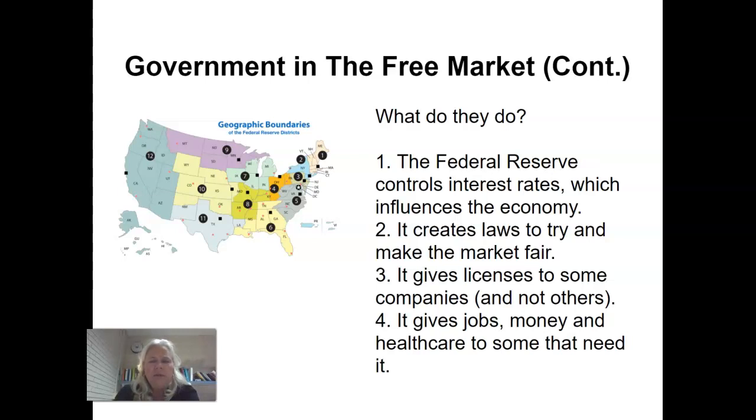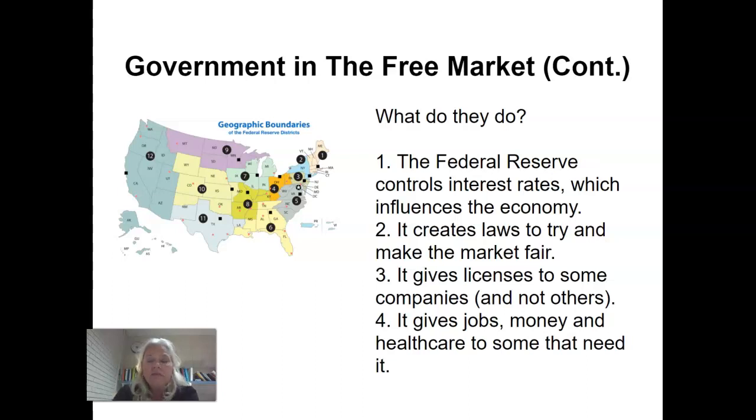Another aspect of government in the free market is the Federal Reserve. Now, there are 12 districts and 13 members of the Federal Reserve Board. And man, the Fed has some crazy power. They control interest rates. The interest rates are hovering near 0% right now. The idea is that when the interest rates are low, people are more likely to borrow money and therefore stimulate the economy. The government also creates laws to try and make the market fair. And I already talked about that a little bit with things like controlling monopolies.